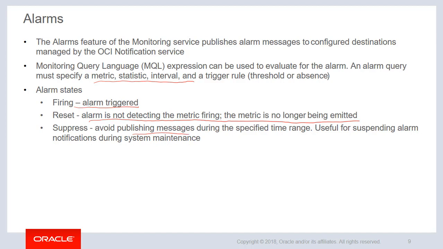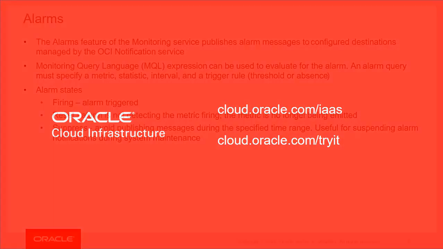You can specify a particular time range. It's useful for suspending alarm notifications during system maintenance, for example, or if someone is troubleshooting, you don't want this alarm to be fired all the time, so you could do that. Let me quickly show you how this works in the console.